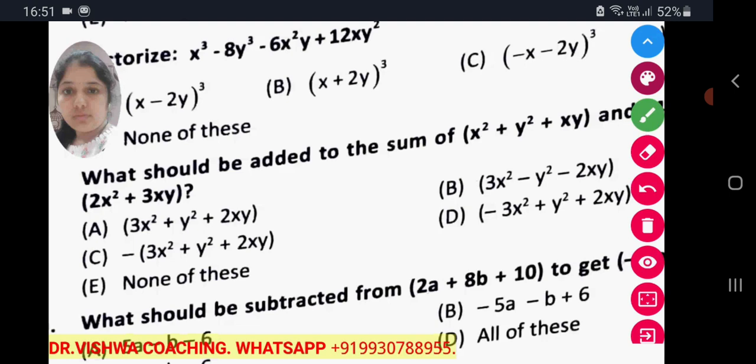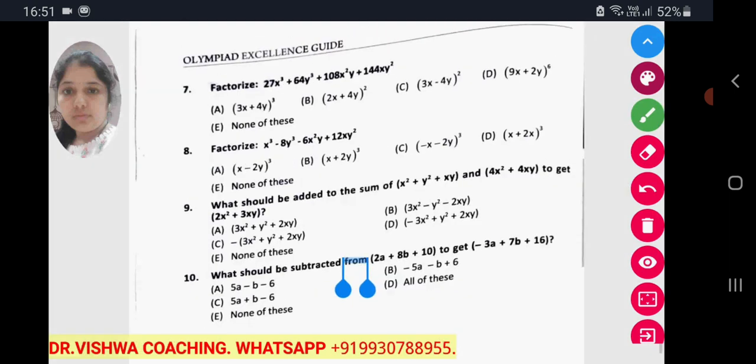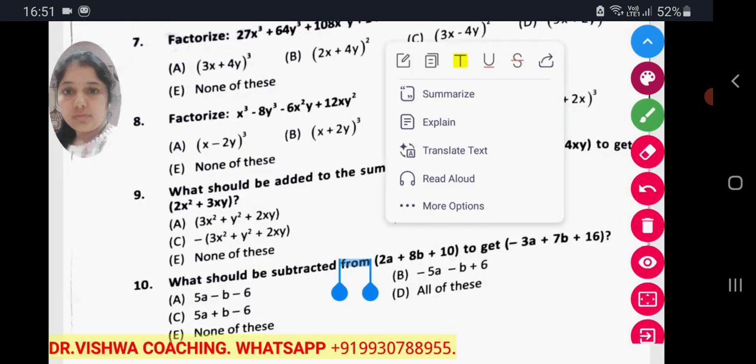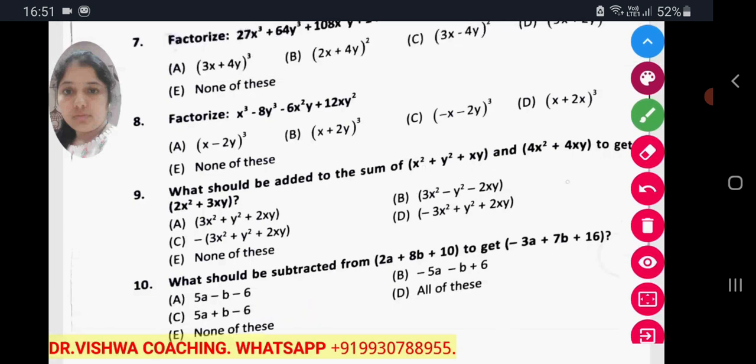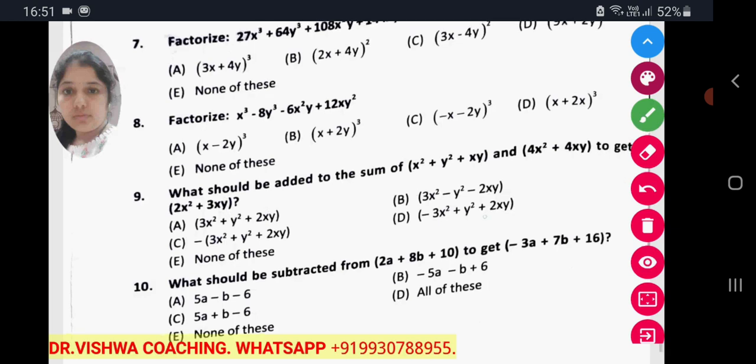What should be added to the sum of x square plus y square plus xy and 4x square plus 4xy to get the answer as 2x square plus 3xy? Now we'll solve it. Now see, what is the question?